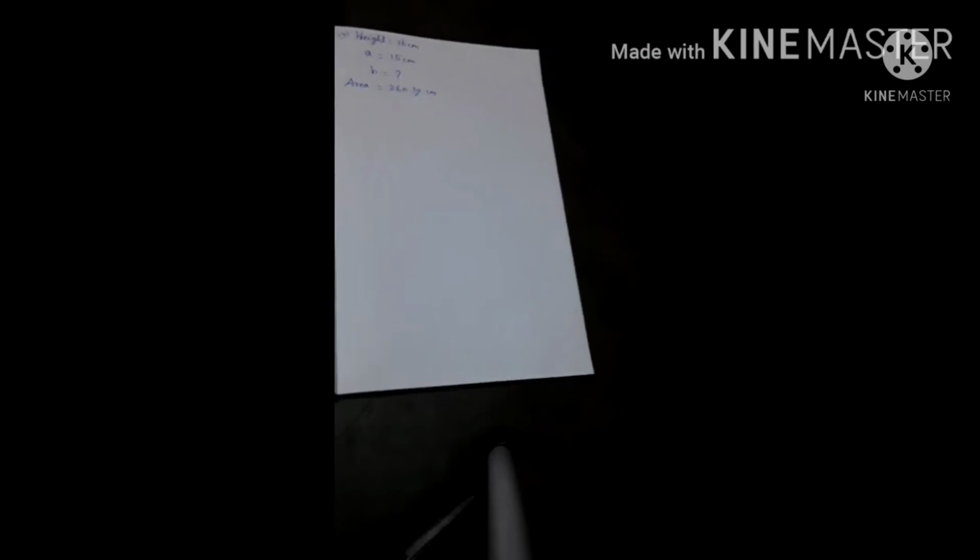Next we will see question number 4. Height is 16 centimeter. A is 15 centimeter. B we don't know. Area is 360 square centimeter. So what is our solution?